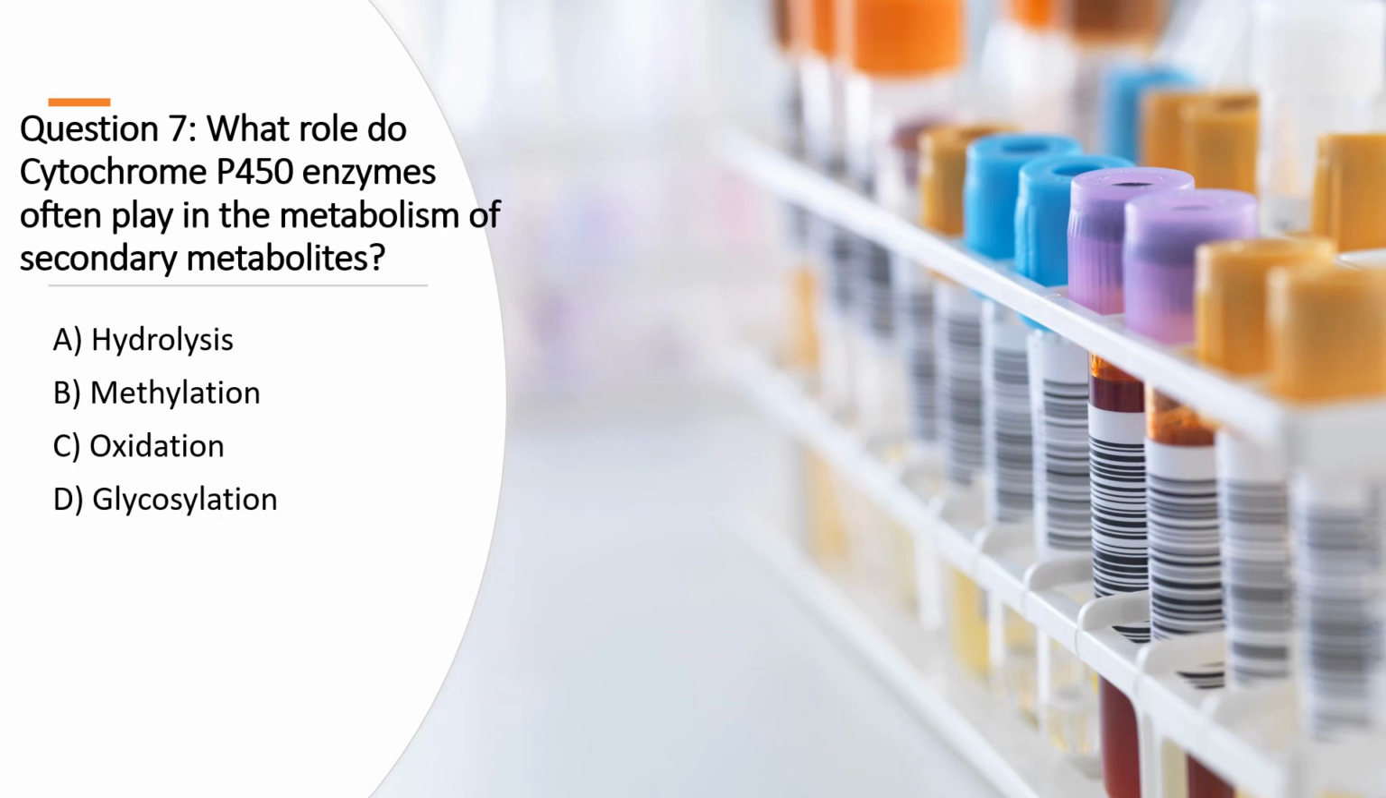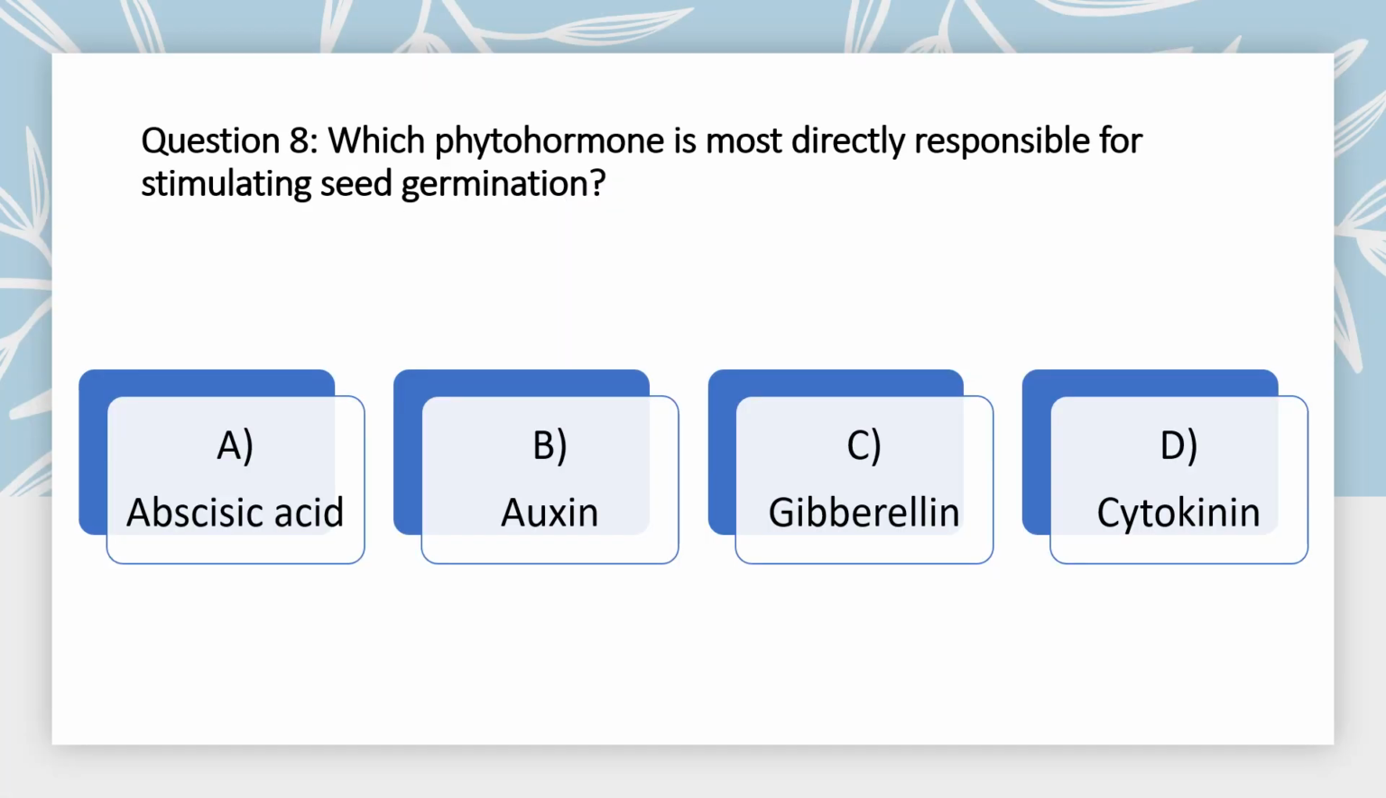The next question is, which phytohormone is most directly responsible for stimulating seed germination? A. Abscisic acid. B. Auxin. C. Gibberellin. D. Cytokinin. The correct answer is C. Gibberellin.